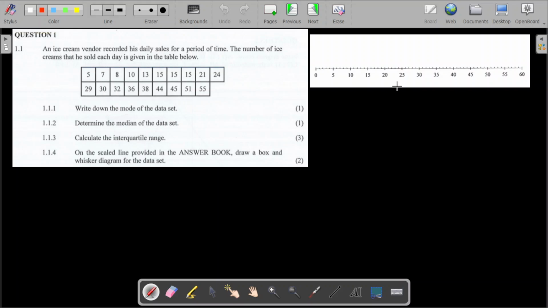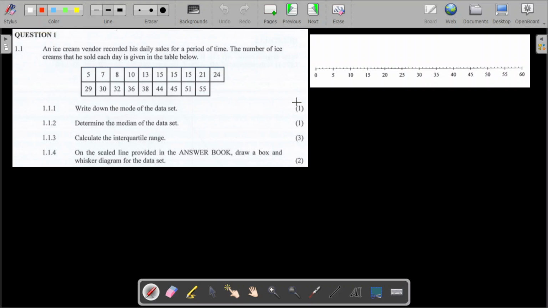Now we'll be looking at paper 2 of November 2019, which is also part of grade 10. So this series that I'm doing based on this paper is for the people who are doing grade 10. So make sure that you watch all the questions that I'll be doing in this series of videos for grade 10. Now here, question 1 is on statistics or data handling in grade 10.